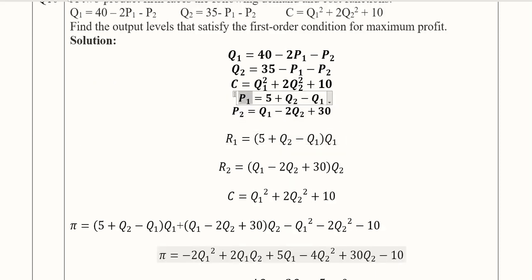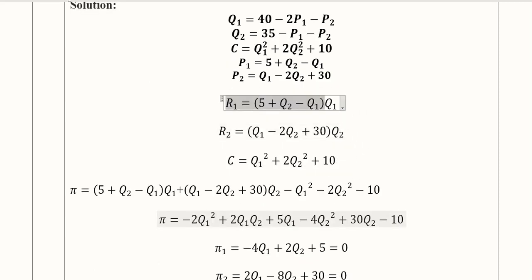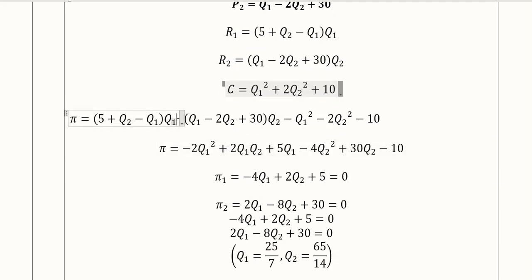Now using these P1 and P2, we can easily find R1 and R2 simply by multiplying P1 with Q1 and P2 with Q2. Once we have these two, R1 and R2, we have the cost function already given to us. For the profit, we will sum up these two revenues, R1 and R2, and deduct the cost function from it. Then we will get this profit function, and this profit function will be differentiated with respect to Q1 and Q2 in order to get the first order conditions.